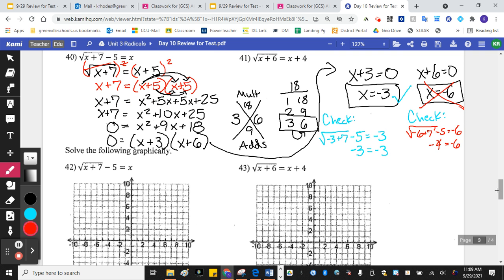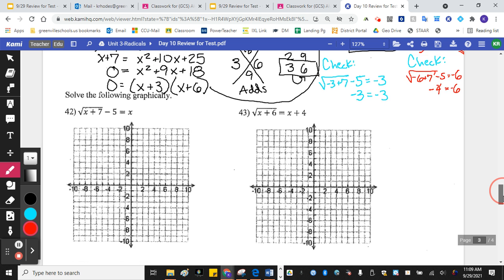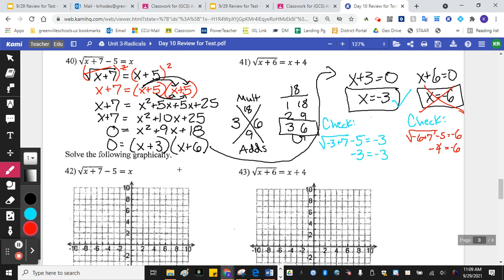All right. I also want to show you a different way to solve this long, complicated equation. By graphing it. You can graph the left side, and you can graph the right side. Where they intersect is your answer.